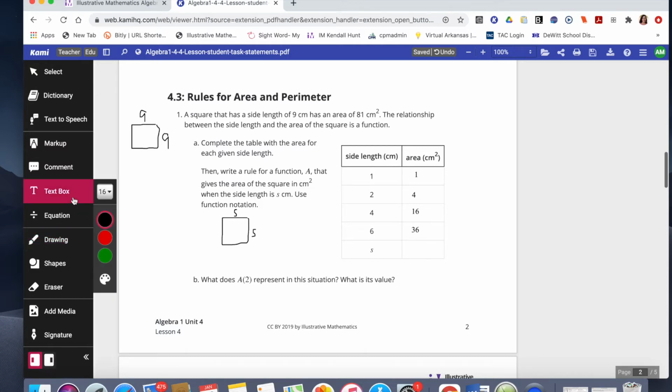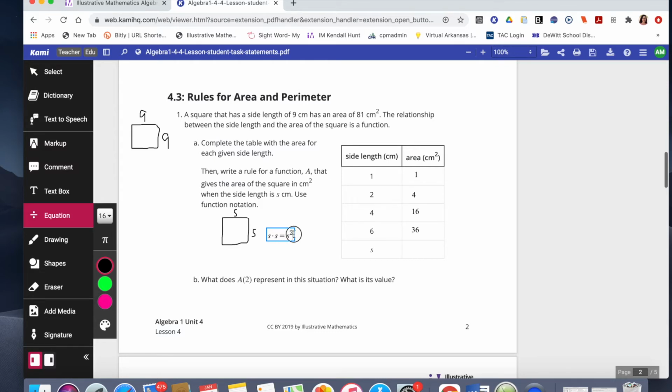So then we have S. Let me do an equation so it'll look better. S times S equals, well, S times S is S squared, not 2S. S plus S is 2S, but S times S is S squared. So S squared. Let me enlarge that, make it a little bit larger. Okay, so S times S is S squared.